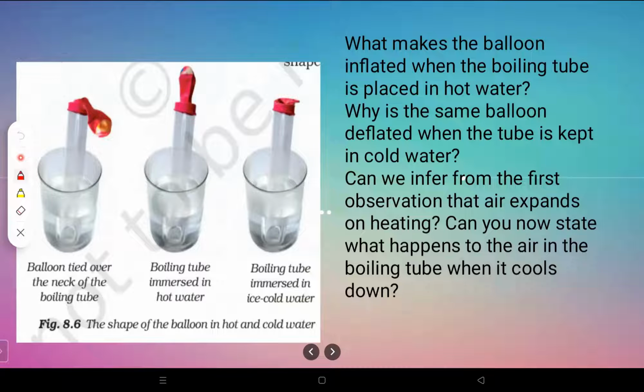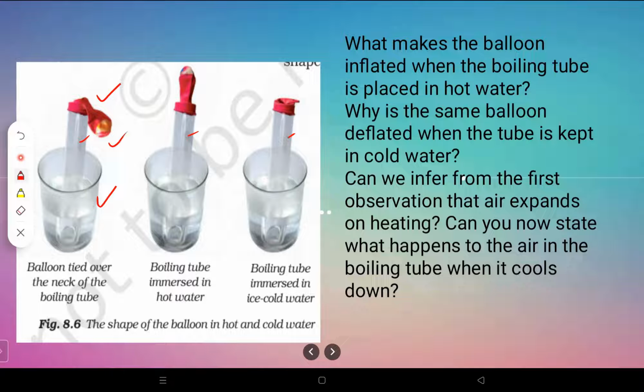Let's try to understand another activity. In this activity, take a boiling tube. Stretch a balloon tightly over the neck of the tube. You can use tape to make it tight. Pour some hot water in a beaker. Insert the boiling tube with the balloon. Observe for 2 to 3 minutes for any change in the shape of the balloon.